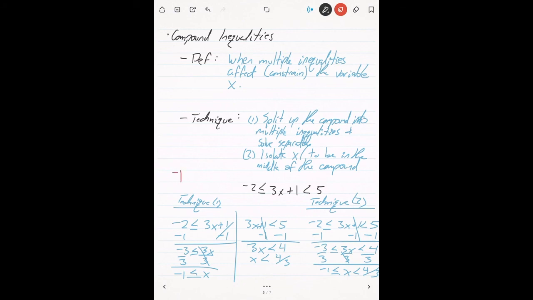Everything between negative 1 and 4/3. Let's write that a little nicer. There we go. We know not to include 4/3 because it's just a less than sign here. And we know to include negative 1 because it's less than or equal to. So I'll put a bracket on negative 1 and a parenthesis on 4/3. There we go. That's it.